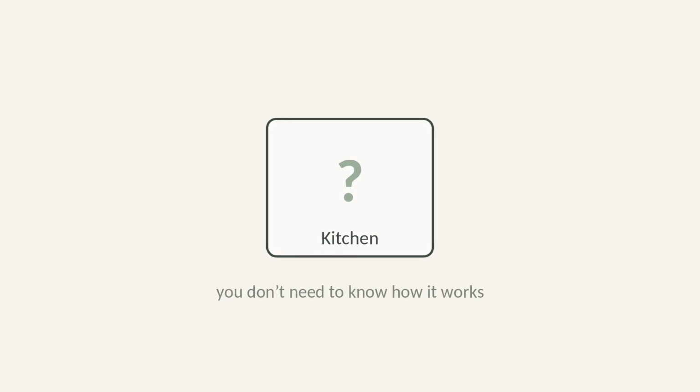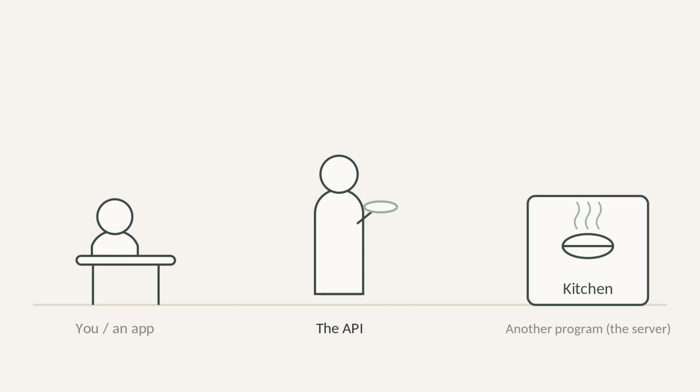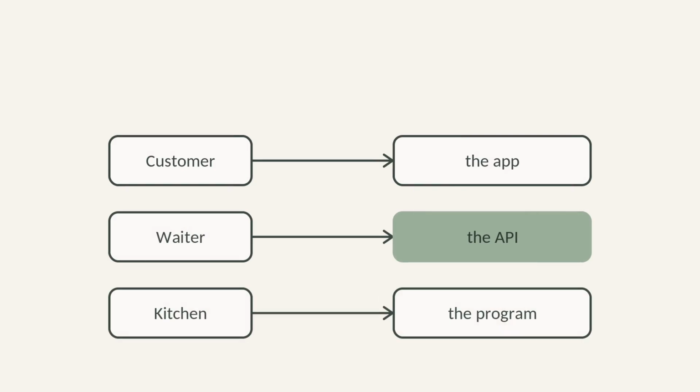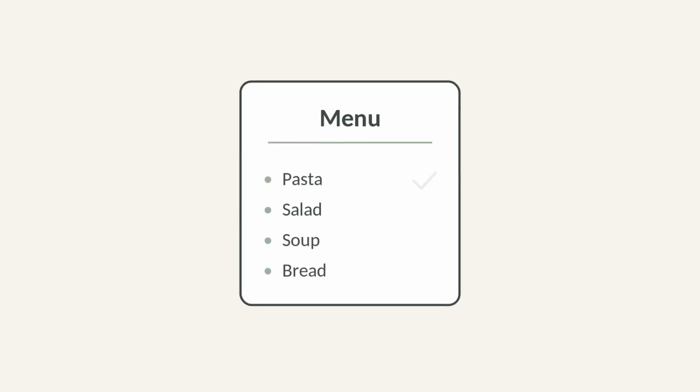In real software, the customer isn't a person, it's an app. With that in mind, the customer is the program that wants something. The kitchen is another program that has it. The waiter is the API. It takes the request, carries it to the kitchen, and brings back what you asked for. The menu matters too. The menu is what you're allowed to ask for. You can't order something that's not on the menu. An API works in the same way. It offers a specific set of things you can request.